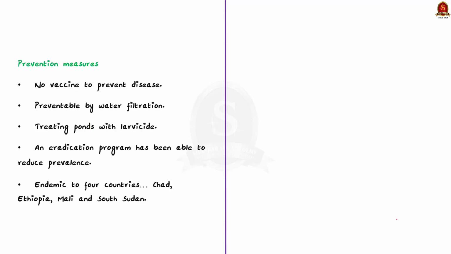Moving on to see the prevention measures. There is no vaccine to prevent the disease, nor is there any medication to treat patients. This disease is preventable by water filtration, immediate case identification to prevent the spread of disease, health education and training, and treating ponds with larvicide. Also note that this disease is endemic to 4 countries, that is Chad, Ethiopia, Mali and South Sudan. So with this, let us move on to the prelims practice question discussion.